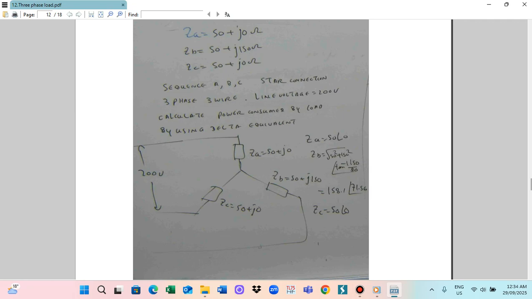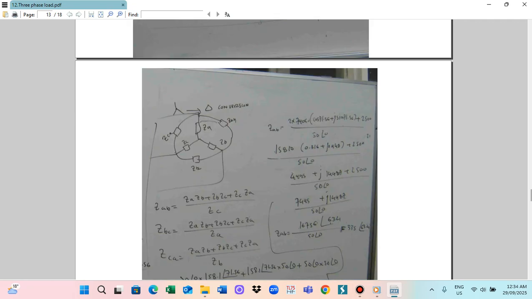So for this, this is ZA here. So this is ZB. And this is ZC. So this becomes ZAB. So this one is connected as delta. So this is ZAB, this is ZBC, and this is ZCA. So this is connected to supply. So firstly you have to change the star to delta. Then we calculate the ZAB.